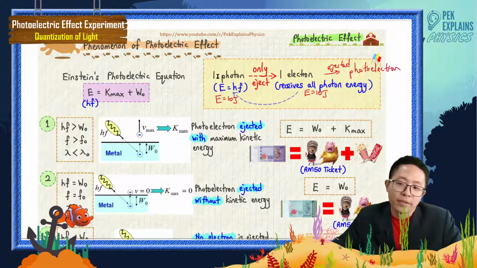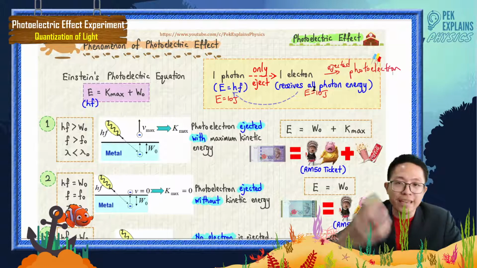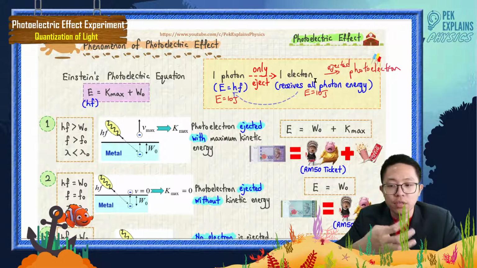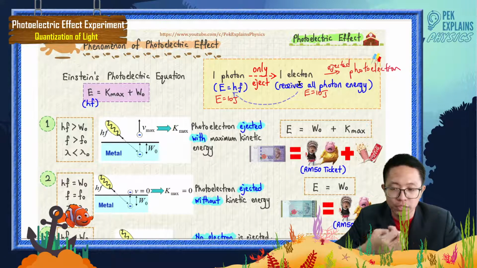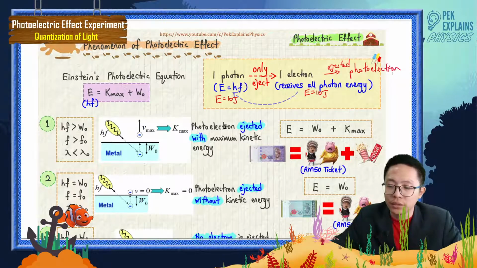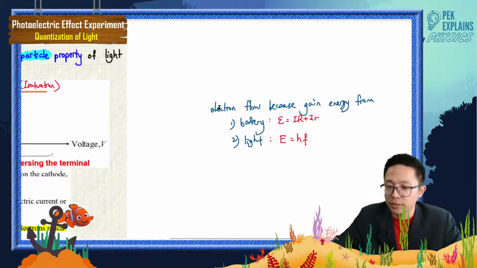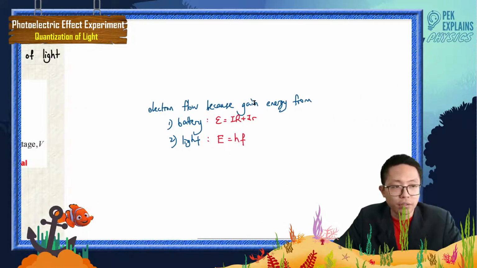As I said, one photon ejects one electron, and the electron receives all the photon energy, HF, from the photon. It just absorbs the whole photon. This electron will just absorb the whole photon energy. It gains all the photon energy, HF. That's why the electron gains kinetic energy to flow by itself. Let's look back to our circuit. So electron, besides gaining energy from battery, also gains energy from light.